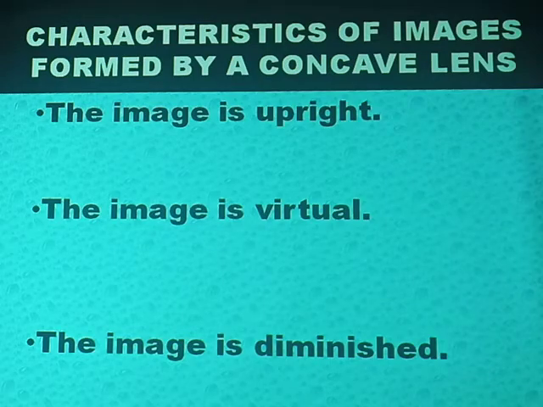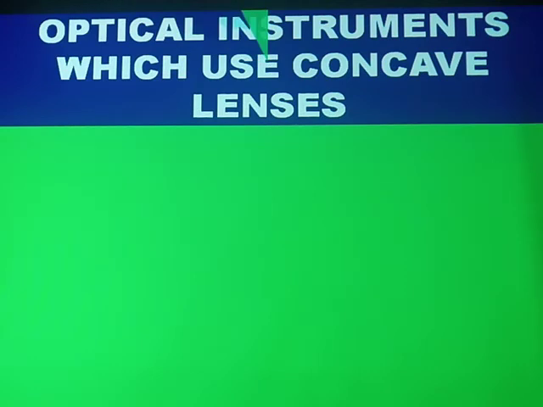Now, in life, we have a number of instruments, or we can call them optical instruments, which use concave lenses. Do you have any around? Try to look around. Maybe on your door, somewhere there in the house. Maybe at the corner, somewhere there. Because we have talked about these concave lenses producing diminished images. Do you have any around? Yes, you may be having.